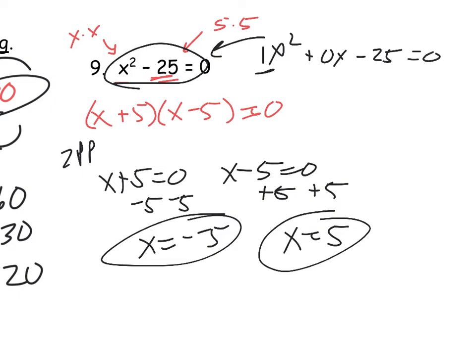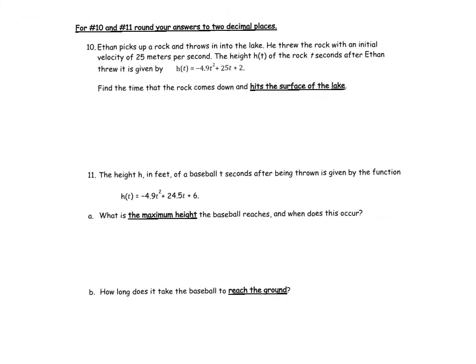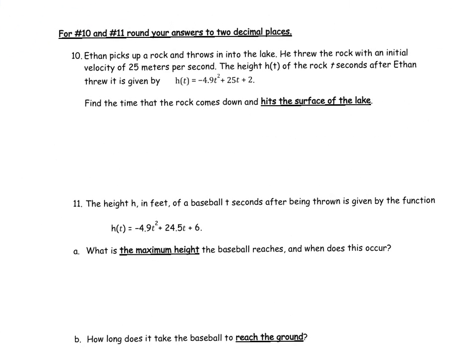So your a would be 1, your b would be 0, and your c would be negative 25, okay? But it's easy to factor that one, so I'd probably just factor it. Okay, so a couple word problems here. And you got to kind of figure out what we're working with.